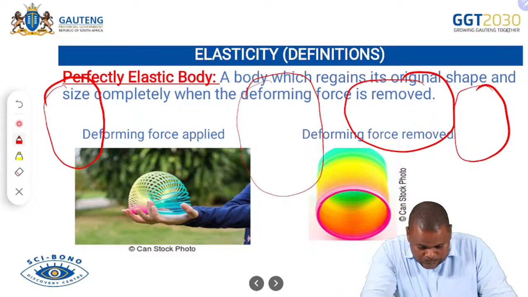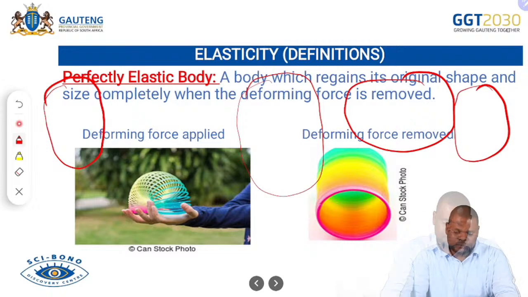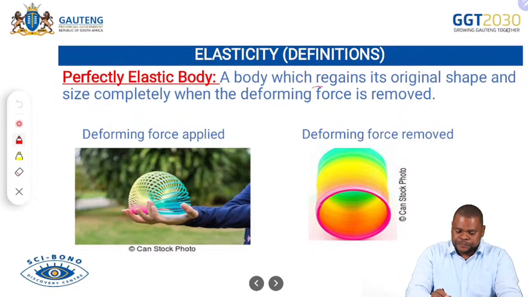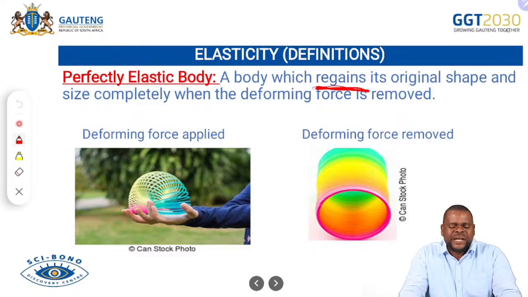Elasticity. We're still continuing with the definitions for elasticity. Now we're looking at a perfectly elastic body. We have bodies that are perfectly elastic. What is a perfectly elastic body? A perfectly elastic body is a body which regains, this is very, very important, its original shape and size completely when the deforming force is removed.